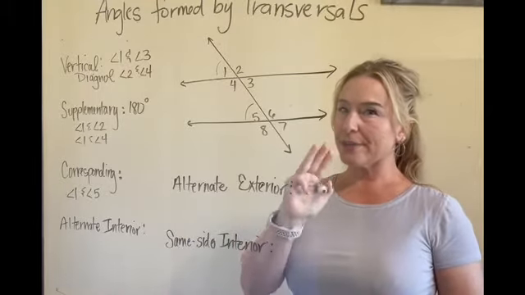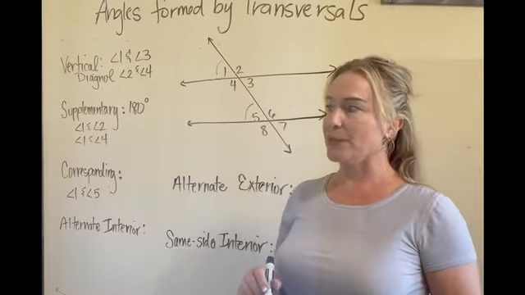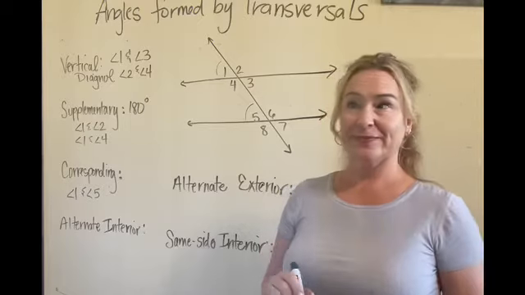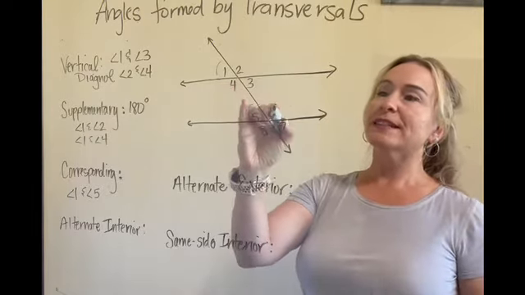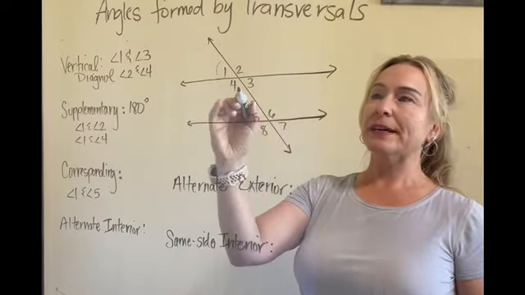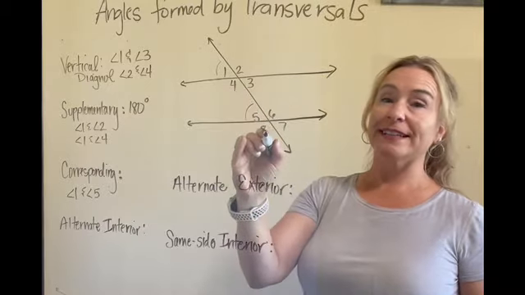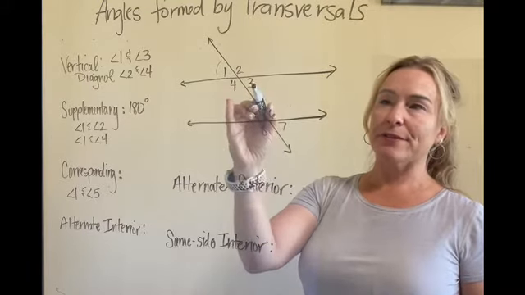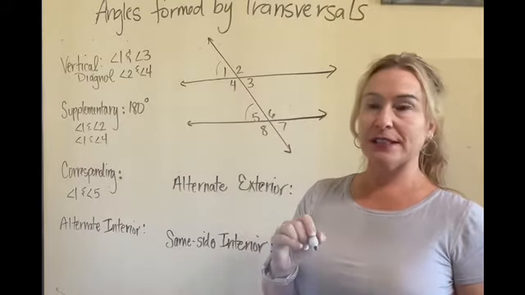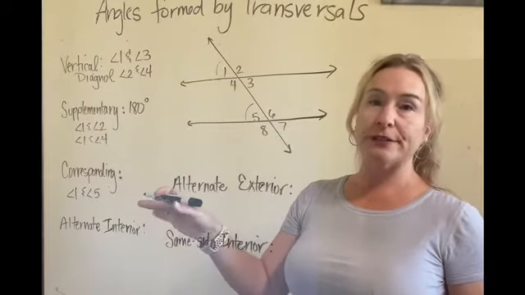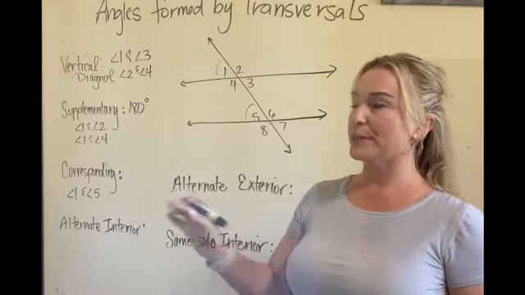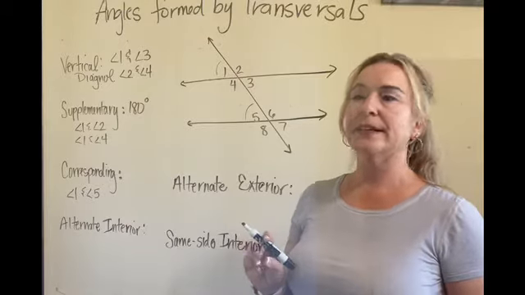There's 3 other sets of corresponding angles. Can you tell what they are? We have 2 and 6. We have 4 and 8. We also have 3 and 7. Those are all considered corresponding. So there's 4 different sets of corresponding angles. So this is just one of the examples.